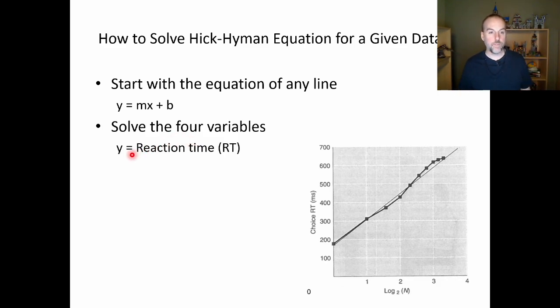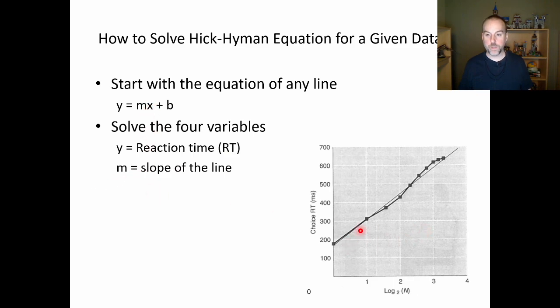So y, we're not going to put a number in here because we don't want to solve an individual point on the line. We want to solve the entire line. So for y, what we're going to put in is the label on our y-axis, which is reaction time or choice reaction time, or often just abbreviated as RT.